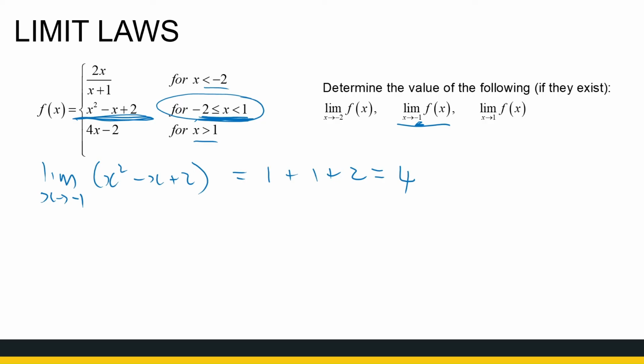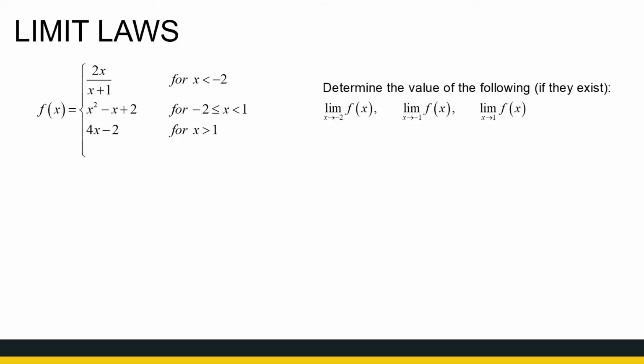All right, now the last one is x approaches 1. Now again, this is where something happens. So now we see that this function is not defined at x equal to 1. But that doesn't matter, because we do not want to know what happens at x equal to 1. We want to know what happens as x gets very, very close to 1 from both sides. So I need to look at the limit as x approaches 1 from the negative side of this function, and the limit as x approaches 1 from the positive side of this function.